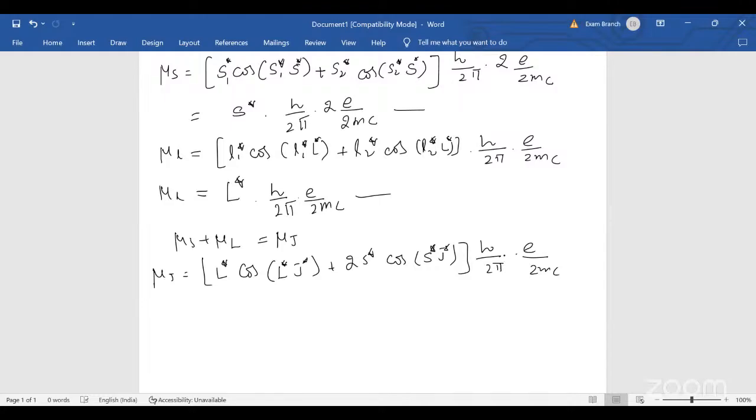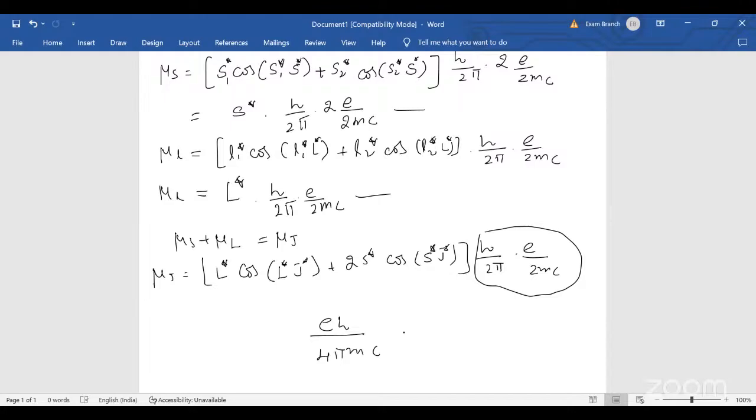So now, this term, e h by 2 pi, 4 pi mc outside is there, no? If you add this one, what you are going to get? The term we can write as e h by 4 pi mc. Which is known as what? Actually, it is a Bohr magneton. Already we have seen that it is a Bohr magneton.